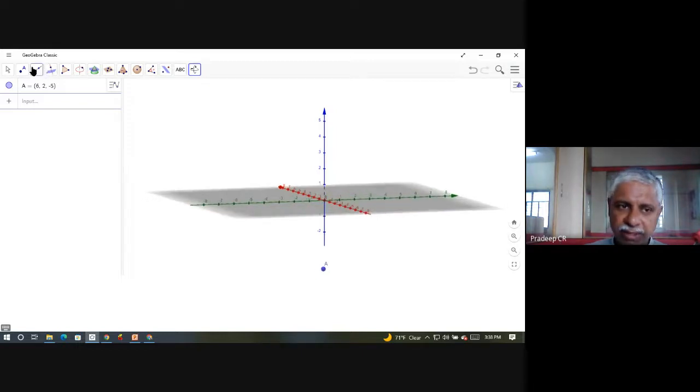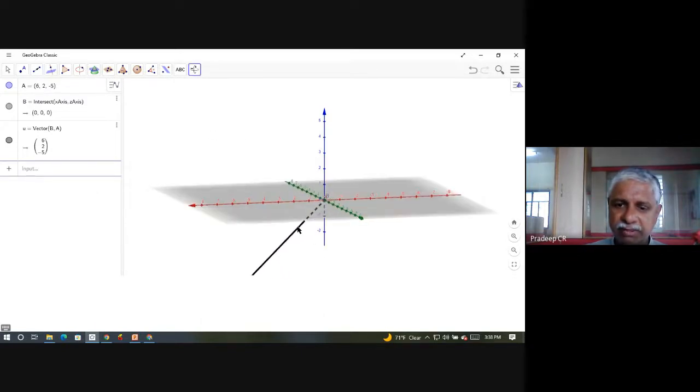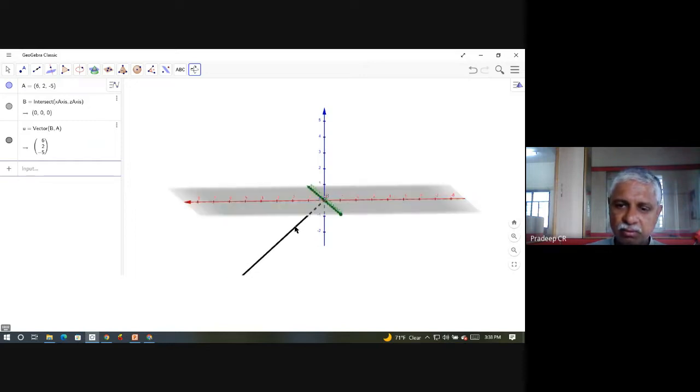Let us draw its position vector, which means the vector that starts from the origin and ends at A, 6, 2, minus 5. So here you can see vector U, 6, 2, minus 5. You can see the vector from different angles, and you can see the coordinates also.